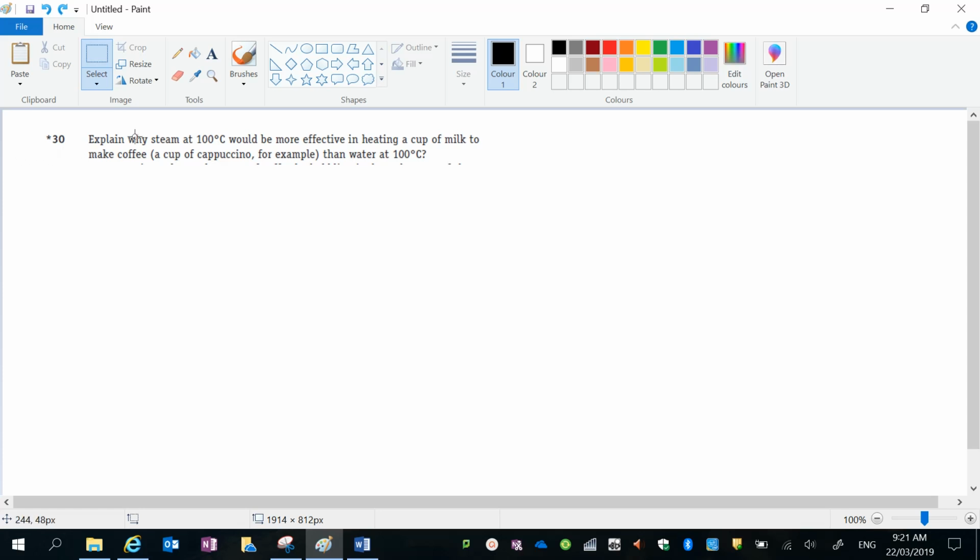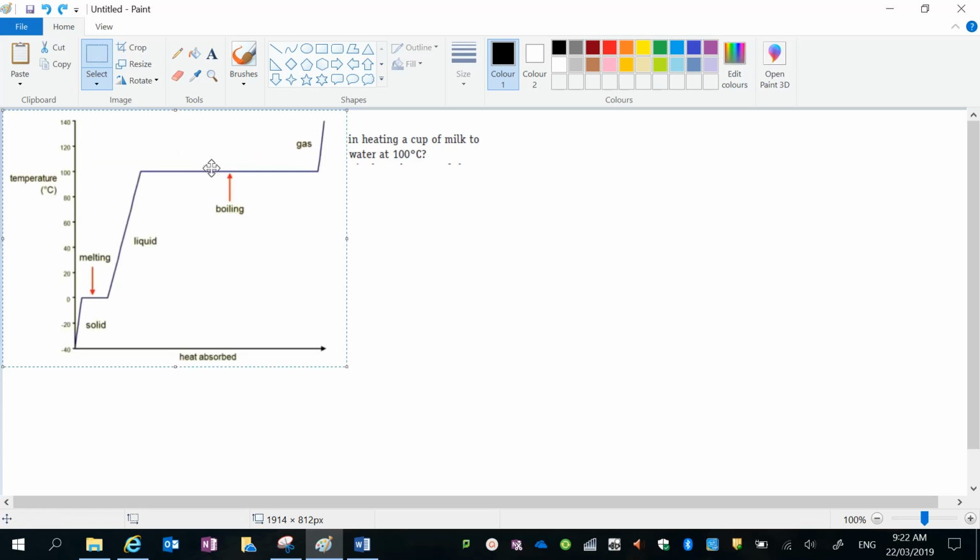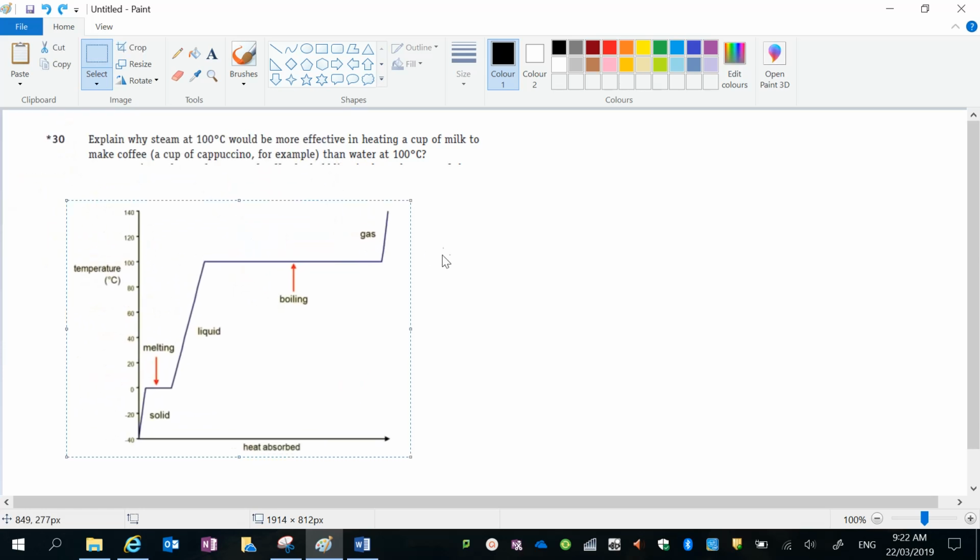Question 30 from the heat topic. Explain why steam at 100 degrees Celsius will be more effective in heating a cup of milk to make coffee, a cup of cappuccino for example, than water at 100 degrees Celsius. So probably the best way to explain this is by actually drawing the temperature curve for water.